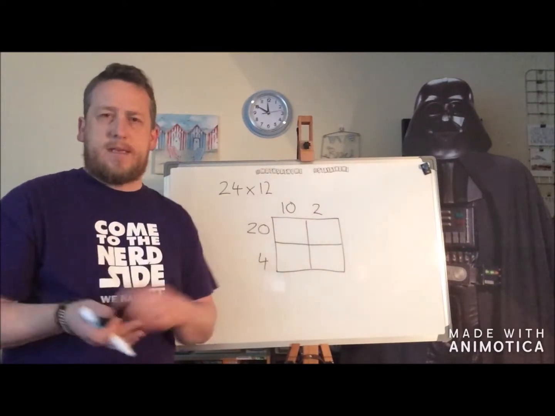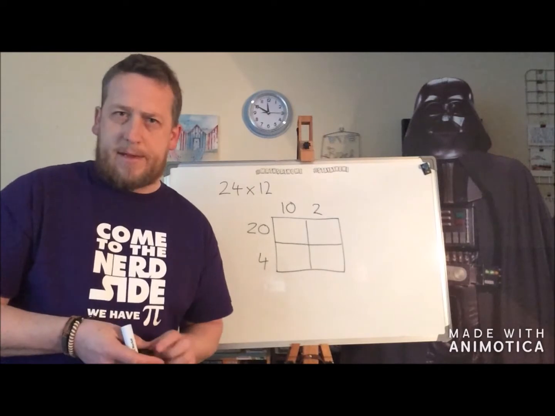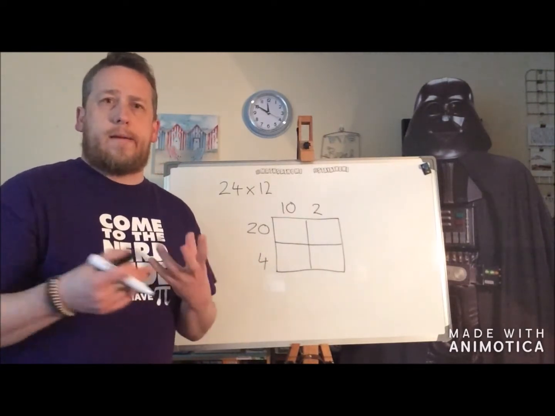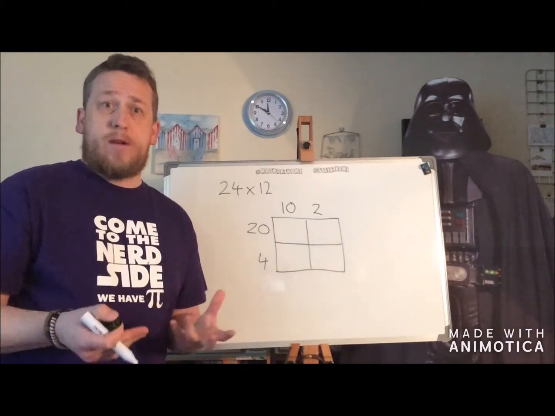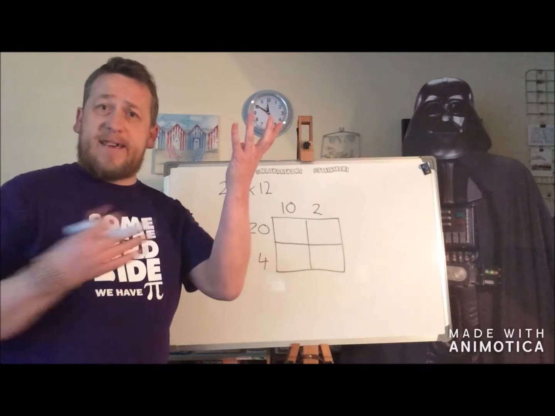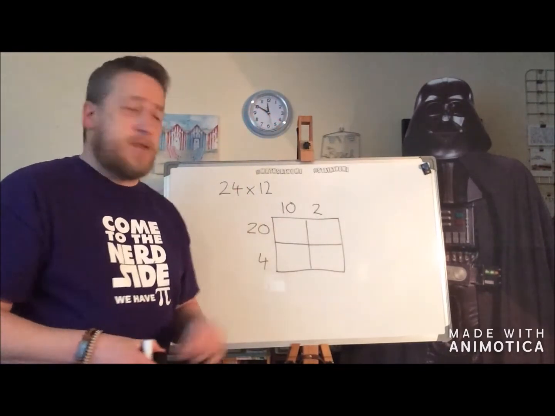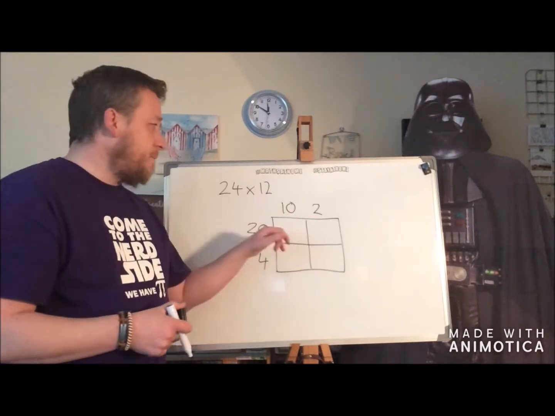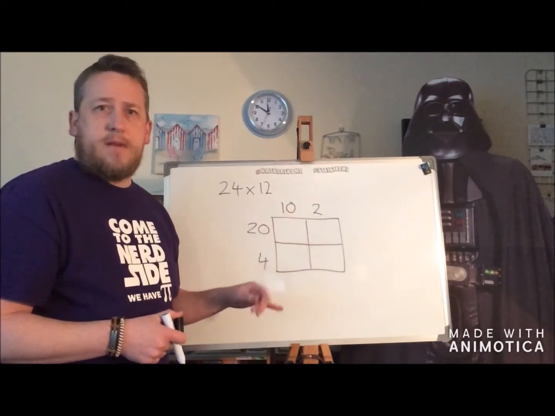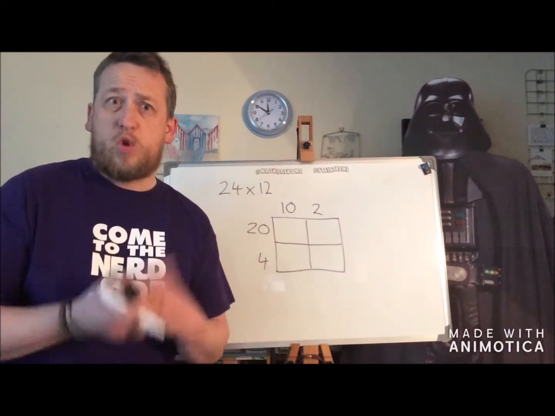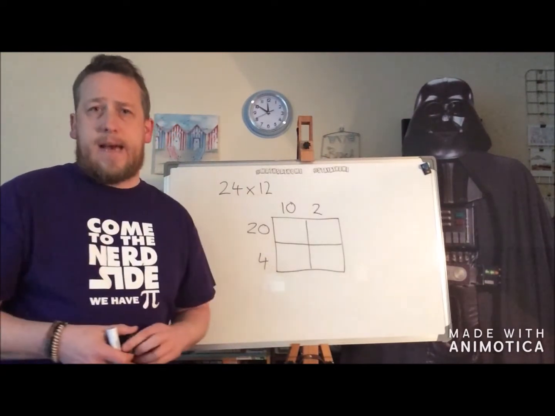Those 4 boxes are going to need a number in them. To find the number that goes in each box, we are going to multiply the two numbers that are above and to the side of that box. So if I look at this top left hand box, the number above is 10 and the number to the side is 20. So we're going to multiply 20 and 10.